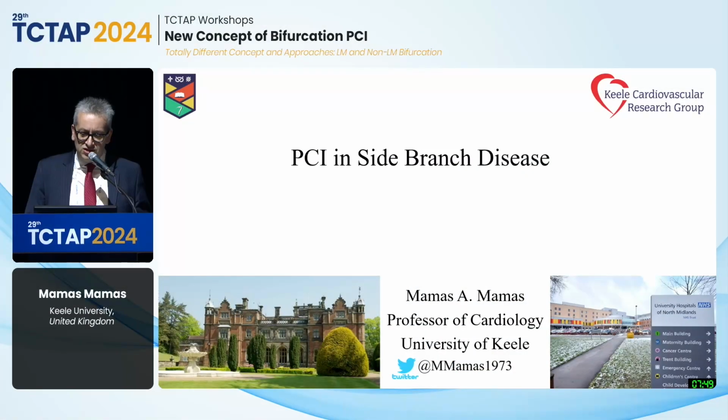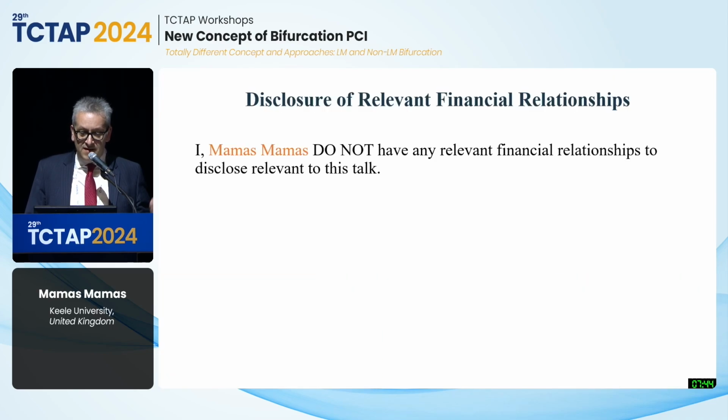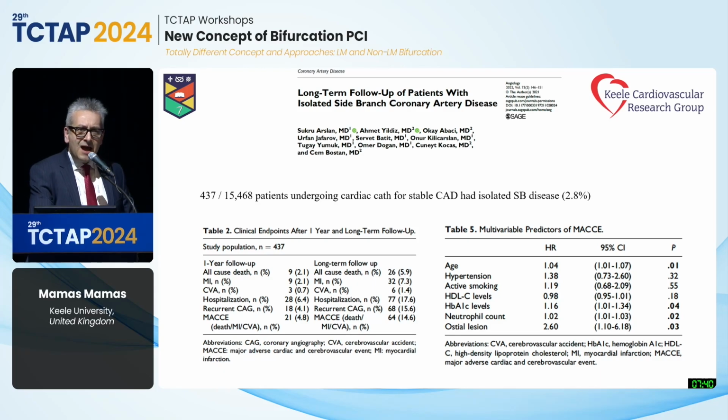My focus is going to be really isolated side branch disease. I think that's something that perhaps we don't talk about often enough. I have no relevant interests to this talk. So how common is isolated side branch disease? Is it important? Well, we do have some data.